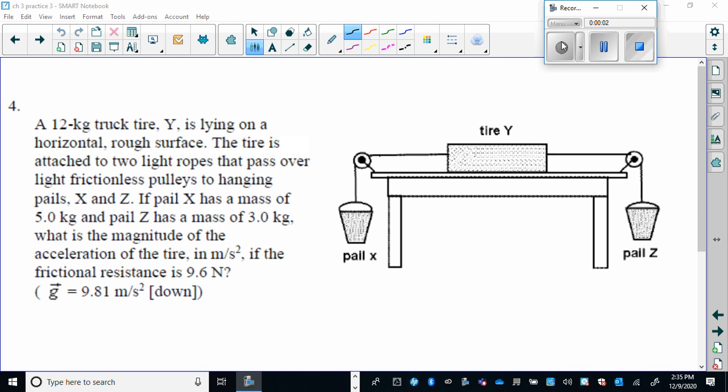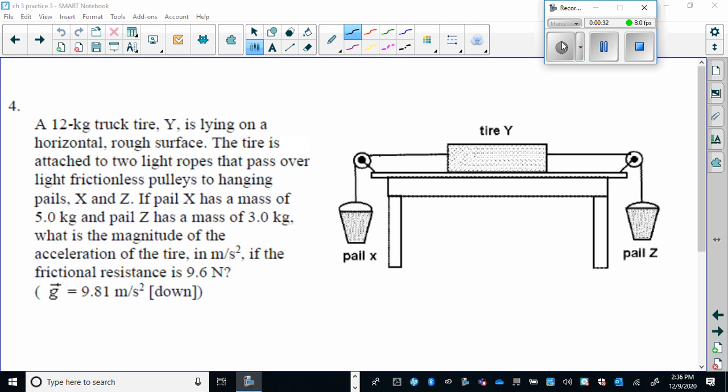Part 2 of the Chapter 3 practice quiz. Here we have a 12 kilogram truck tire. It is tied on a horizontal rough surface. The tire is attached to two light ropes that pass over a light frictionless pulley hanging on the pails X and Y. X is 5 kilograms, X and Z, and Z is 3. What is the magnitude of deceleration in meters per second squared if the frictional resistance is 9.6 newtons?